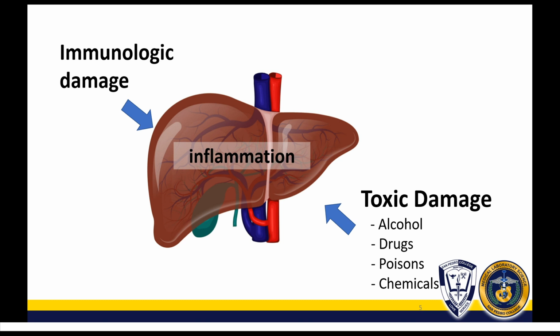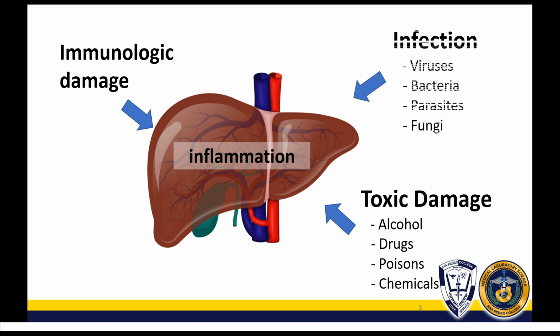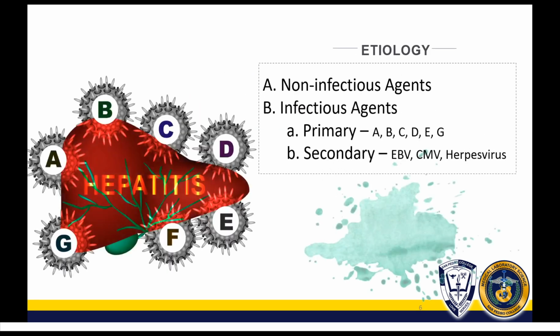And in terms of hepatitis, it may be because of an infection. Infectious agents may be fungi, parasites, bacteria, or viruses. And viruses are the most common causative agent of infectious hepatitis. With infectious hepatitis, we can subcategorize the agents as primary or secondary. For primary, we have hepatitis A, B, C, D, E, and G. But for our discussion today, we will focus only on A, C, and E.